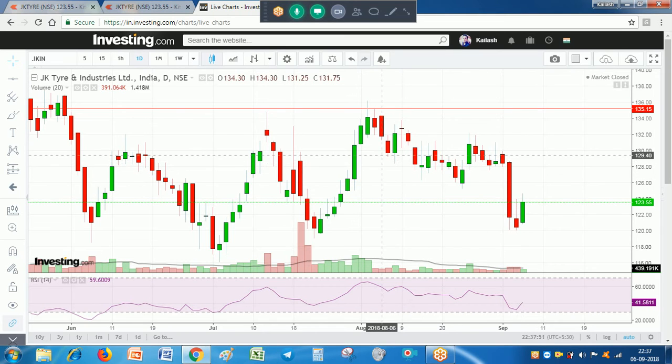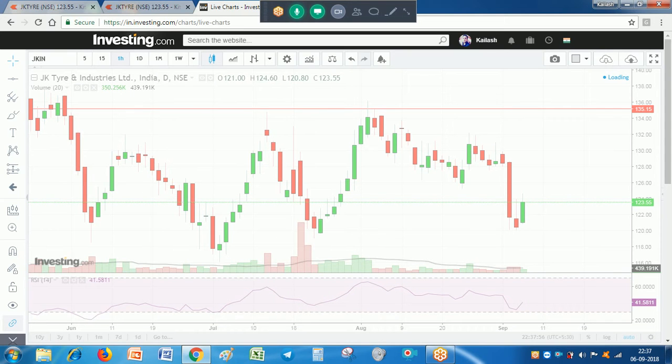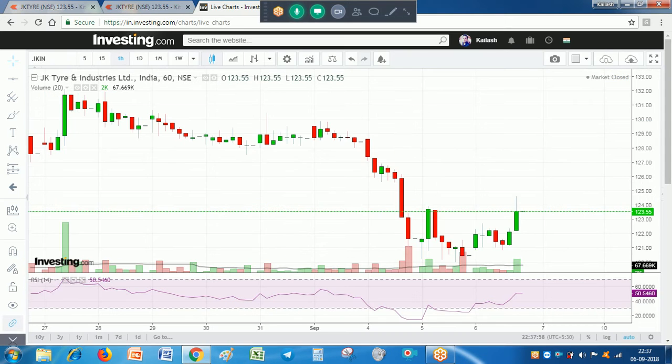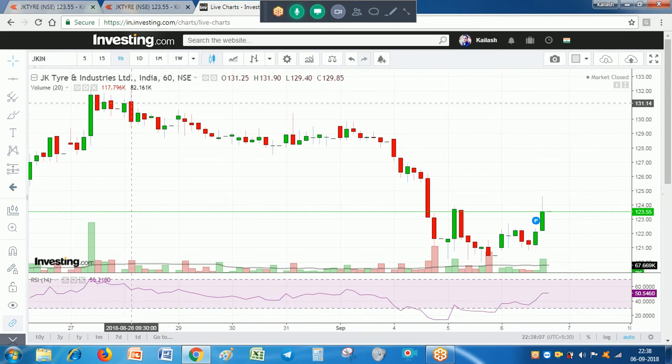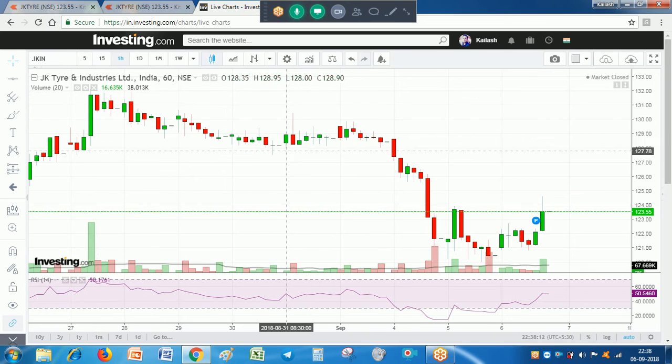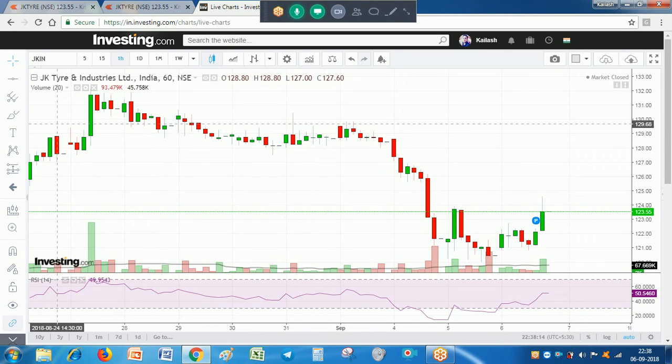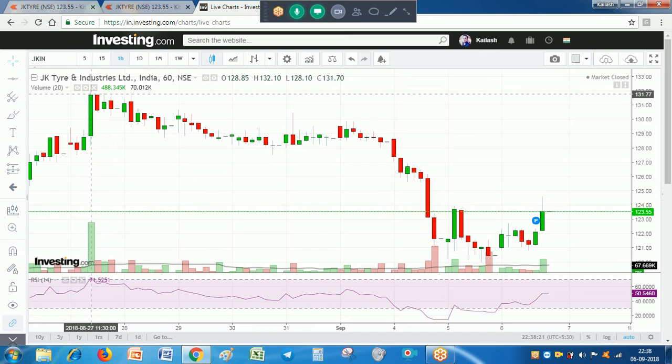Now let us go to the hourly chart, how it looks on the hourly chart. So we could see the whole day movement actually. This is today's movement, friends. You could see here the stock has fallen from this level. It has fallen from the 135 level, somewhere around the 27th of last month. It has come down to the level of 120, friends.